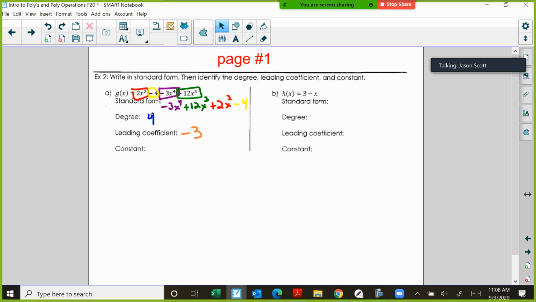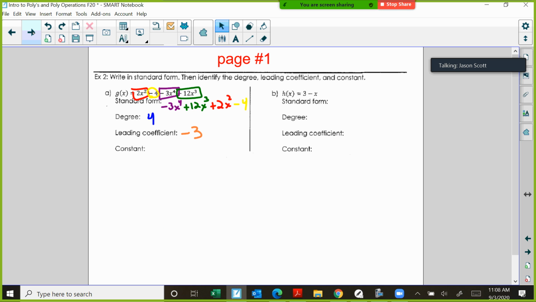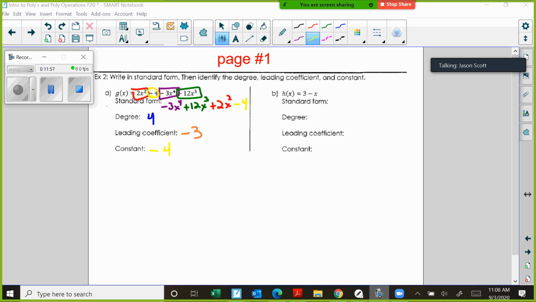And finally, the constant of this problem. Constant is the number without a variable. So is there a number in this problem without a variable? Yes, there is. Negative 4. So those are the types of questions. That's a lot of the types of questions you're going to see in this unit. So just basically, it's an interpretation of an equation for you.